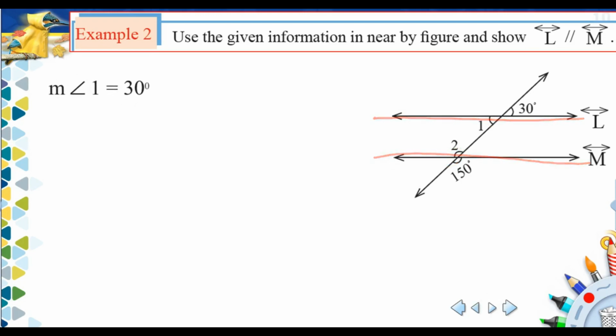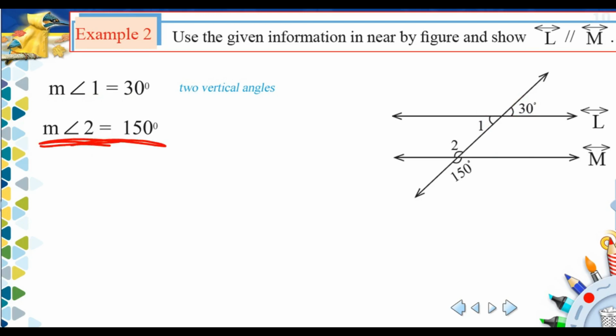Look at measure angle 1 equals 30 degrees. Yes, measure angle 1 equals 30 degrees. Why? Because of two vertical angles. And the same, measure angle 2 equals 150 degrees. By the same reason, two vertical angles.